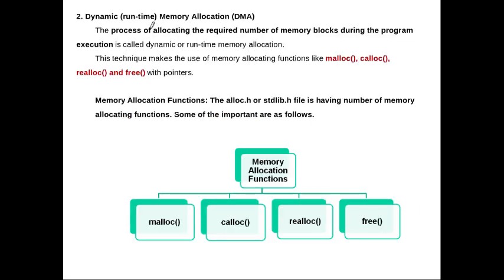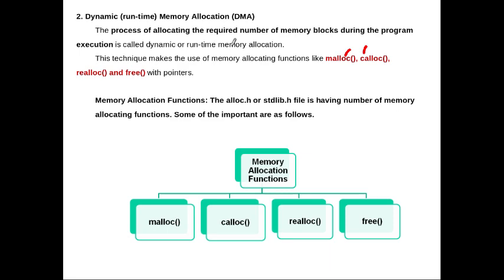And the next is dynamic memory allocation. Here the memory will be allocated during the program execution. It depends upon how much memory is required for the program, and only that much memory will be allocated. This technique makes use of memory allocation functions like malloc, calloc, realloc and free. All these functions are used to allocate memory during runtime.